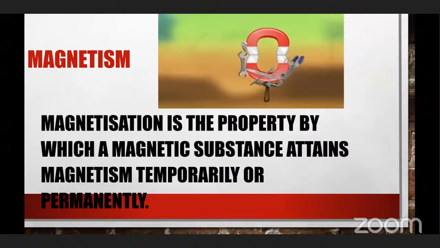Now, we will see what magnetism is. See, magnetization is the property by which a magnetic substance attains magnetism temporarily or permanently. We will see two methods of magnetization.